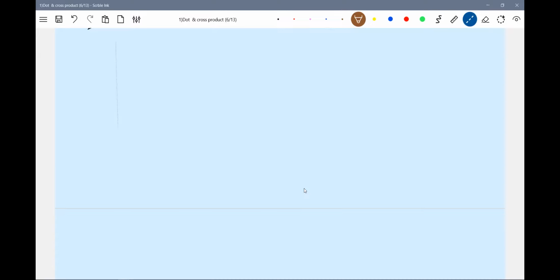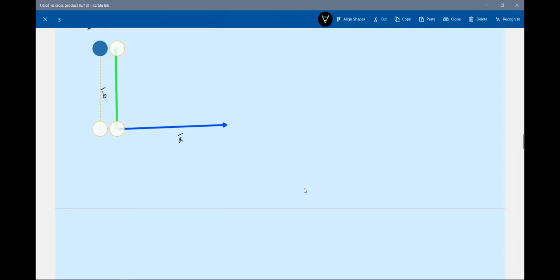These are the 2 vectors. Let me choose 2 vectors. So vector A bar will be here, and the vector B bar will be along Y axis. Let's see this. This will be vector A bar. This is vector B bar. The orientation, I'll change it.